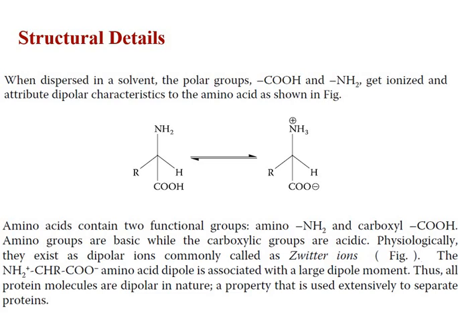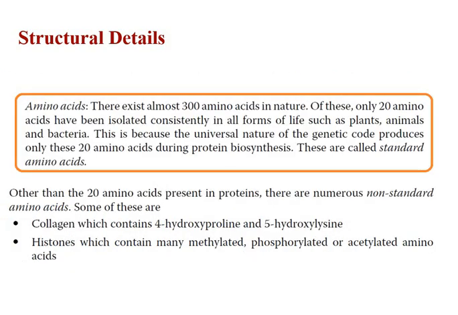So popularly we represent this way, NH3 plus CHR. So remember, this is CHR, COO minus. This is the Zwitter ion structure. So basically this is what amino acids are. As soon as you change this R group, this functional group, one by one, you get different amino acids. In general, there are almost 300 amino acids present in nature.